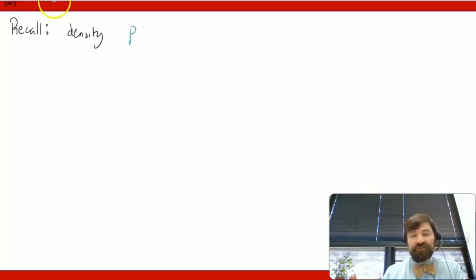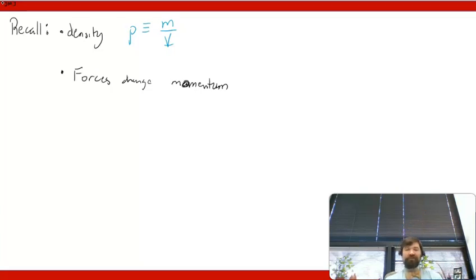Let us begin by recalling what we know so far about fluids in general. There's two main things to recall. The first is that the density of an object in general is defined as how much mass per unit volume the object has. The other thing to consider is forces and momentum. Forces change momentum. So this allows us to give a microscopic and then ultimately macroscopic definition for pressure.